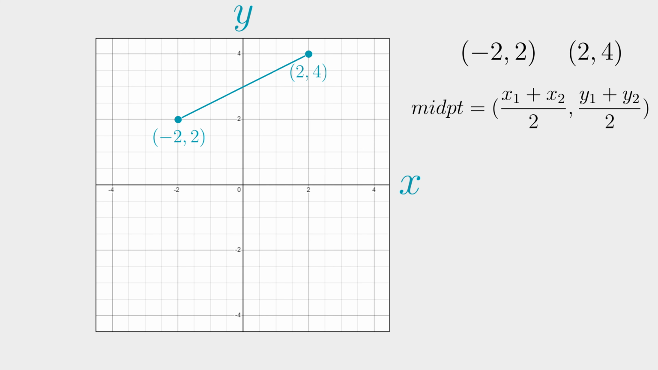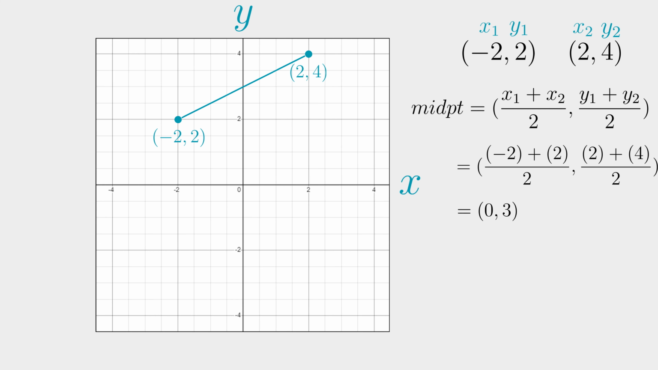I'm going to label the negative 2 and 2 coordinate as x1 and y1 and the 2 and 4 coordinate as x2 and y2. It doesn't matter which coordinate you choose as your first or second, you will get the same answer. Substitute your values into this formula and calculate. Your midpoint will then be the coordinate 0 and 3, which will be here on the graph.